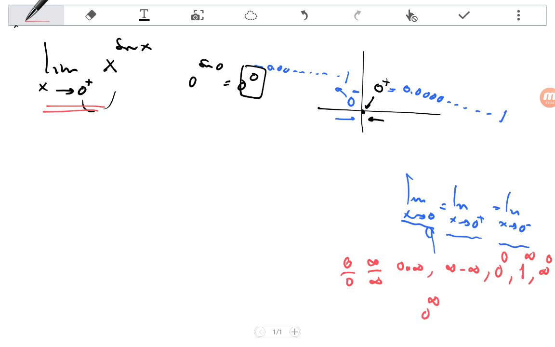What about 0 power infinity? No, 0 power infinity is not an indeterminate quantity. This is equal to 0. Why? It is 0 times 0 times 0 times 0 infinite times. You are multiplying 0 infinite times, so it is 0.